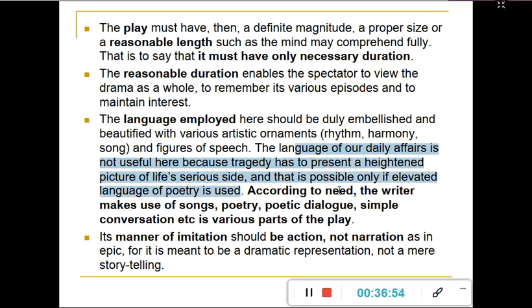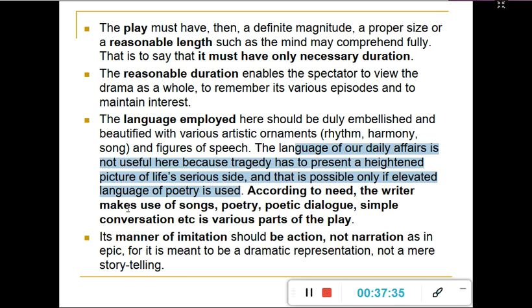هنا ده بقى مهم لان دي the concept of language in the work of art عند Aristotle. Aristotle differentiates between two types of language. Language of everyday life, he believes, is not appropriate or suitable to be used in any work of art, لان الwork of art هدفه to represent a certain image, a heightened picture of life's serious side, الجانب الجد, الجانب القيم من الحياة. فينفعش اللغة اليومية اللي بنستعملها في حياتنا اليومية هي اللي تكون مستخدمة. And that is possible only if the elevated language of poetry is used.